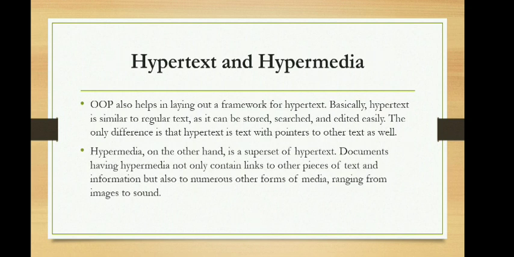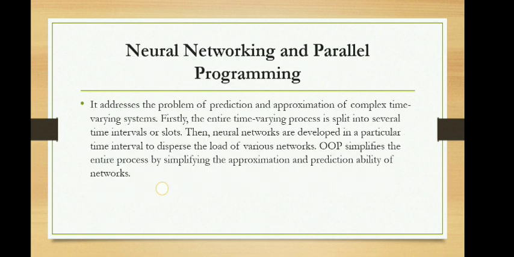Next is hypertext and hypermedia. OOP also helps in laying out a framework for hypertext. Basically, hypertext is similar to regular text as it can be stored, searched, and edited easily. The only difference is that hypertext is text with pointers to other texts as well. And hypermedia, on the other hand, is a superset of hypertext. Hypermedia not only contains links to other pieces of text and information, but also numerous other forms of media ranging from image to sound.